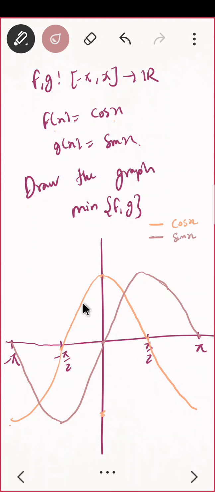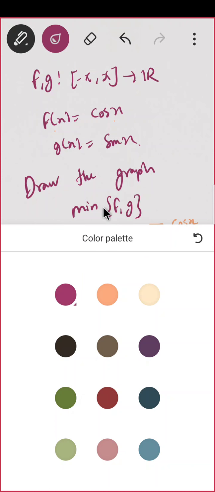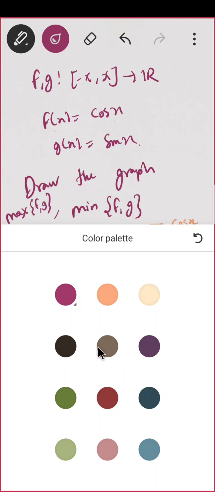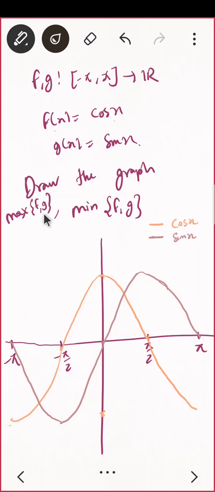Okay, suppose I want to draw the minimum of f of z, and let me make the question a little bigger. Find the maximum also. Draw the maximum of f and g. So what do you see? Can you draw the graph? Let us use black color for maximum.